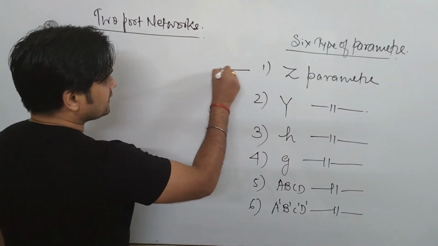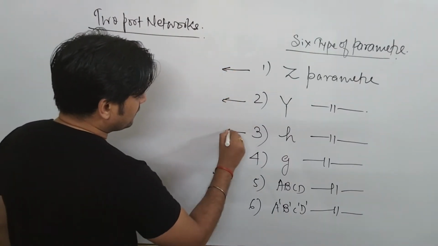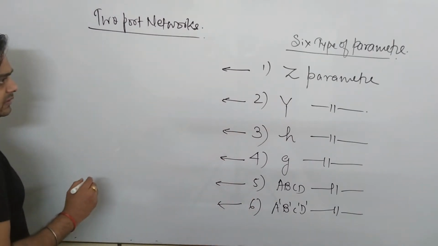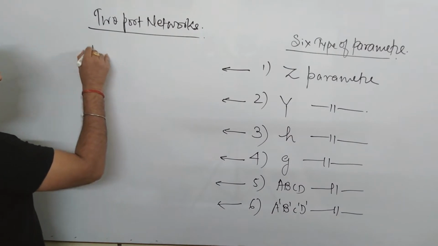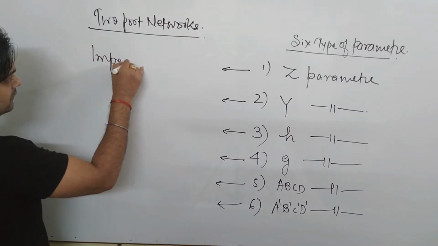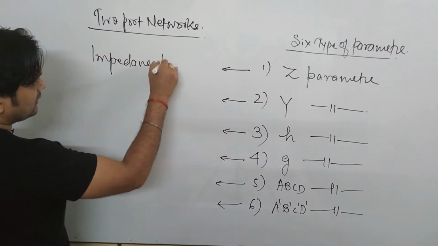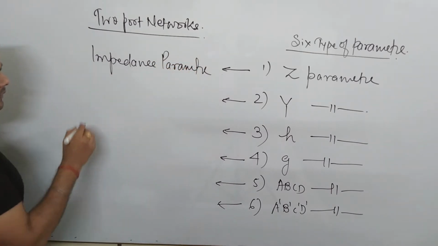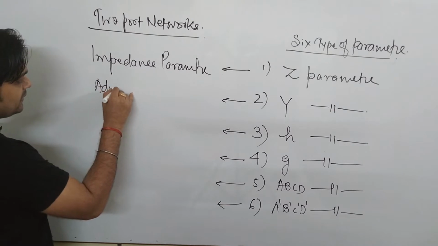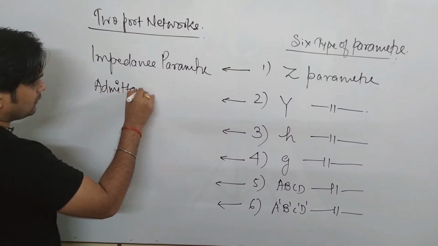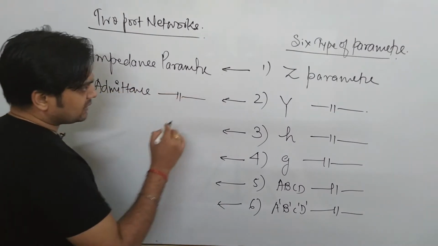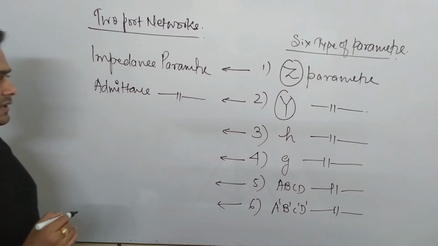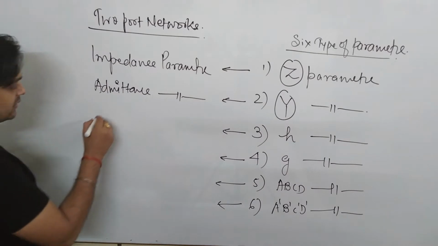This Z parameter, this Y parameter, what are these basically? So I will mention the names also. The Z parameter is also referred to as impedance parameter. Y is referred to as admittance parameter. Z stands for impedance, as I told you earlier, and Y stands for admittance.